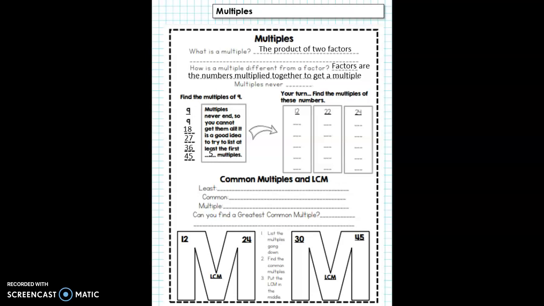Your turn. Find the multiples of these numbers. What are the multiples of 12? Well, to do that, you take 12 times 1, write the answer down. 12 times 2, write that answer down. 12 times 3, 12 times 4, and 12 times 5. That would give you the first 5 multiples of 12. Do the same thing for 22 and 24. Pause the video until you have your answers written down, and then check to make sure they are correct.